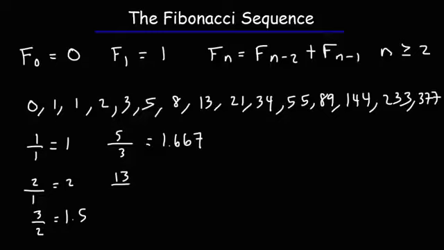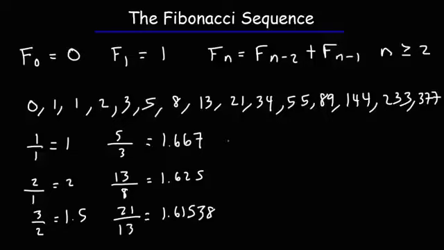Next, let's take 13 and divide it by 8. Notice what these numbers approach. So this is going to be 1.625. And then if we take 21 divided by 13, that's going to be 1.61538. And then let's take 34 divided by 21. So that's going to be 1.619047.